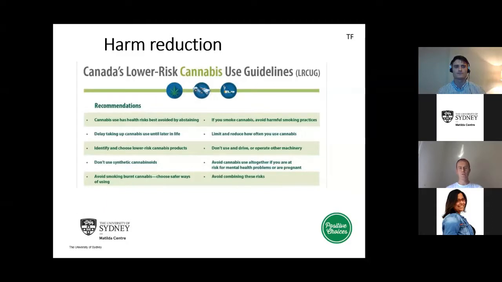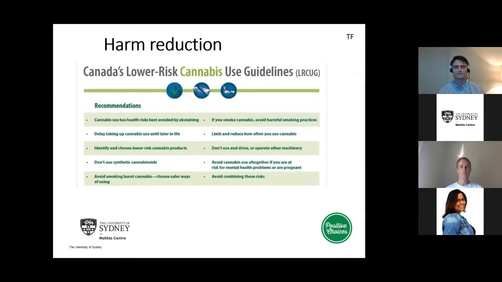With this in mind, harm reduction guidelines can be very helpful because we know that the risks of cannabis can be very modifiable depending on the way in which cannabis is used. Canada's lower risk cannabis use guidelines have really been instrumental in this process. Before this, there were never any evidence-based guidelines widely available for people who use cannabis. These are 10 recommendations based on a systematic review of the evidence. To anyone who is in contact with people who use cannabis and might be interested in reducing their harm, I'd recommend this resource.